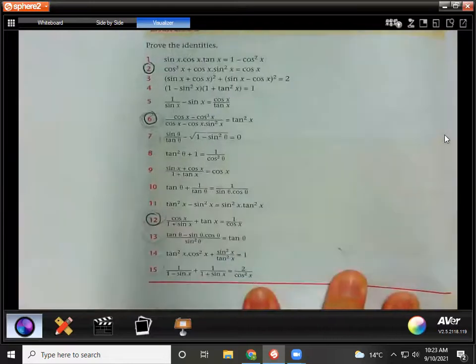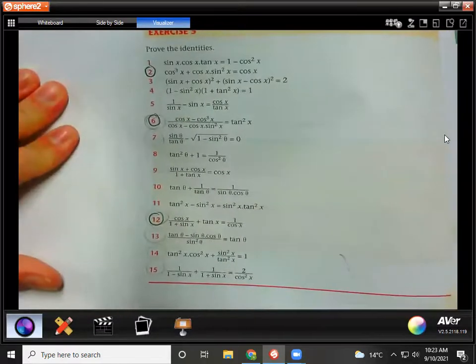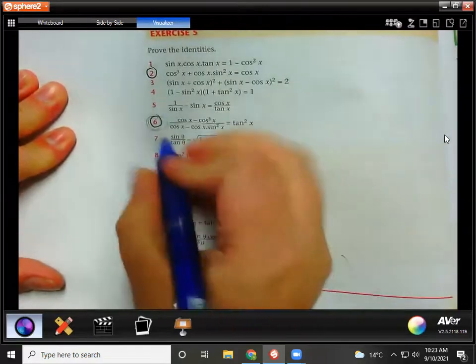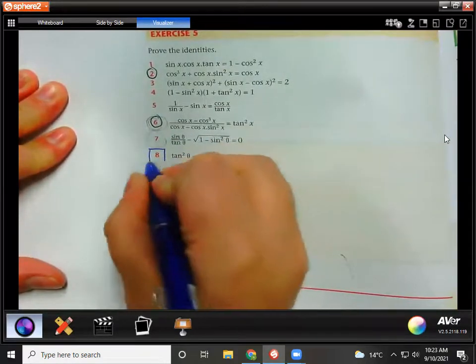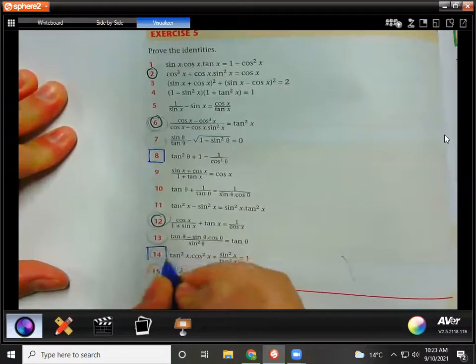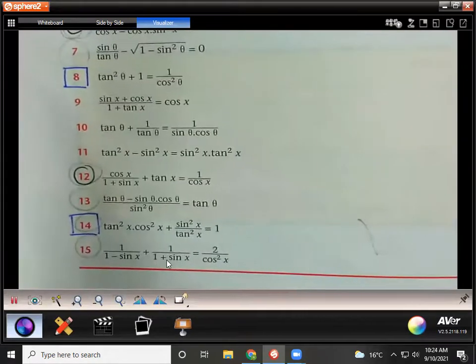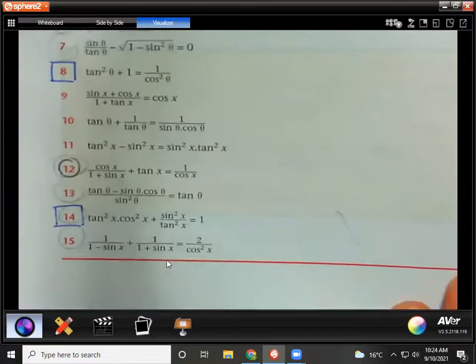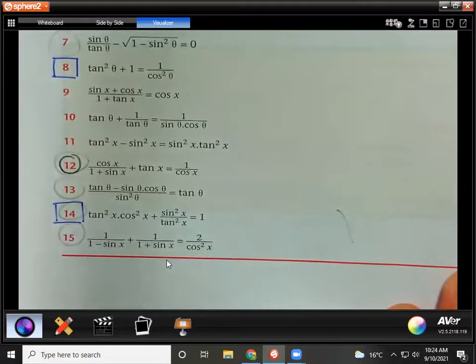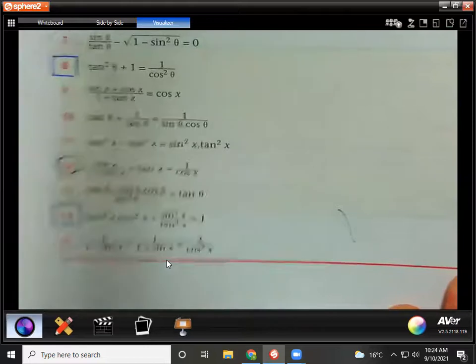Okay, exercise 5. Let me just take 8 and 14. So 8 and 14. Okay, guys, there are the first two. I'm just going to zoom in a bit. Get going, please. Let's stop talking. Let's focus.